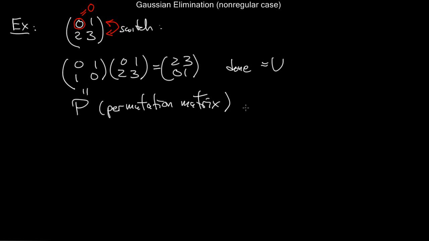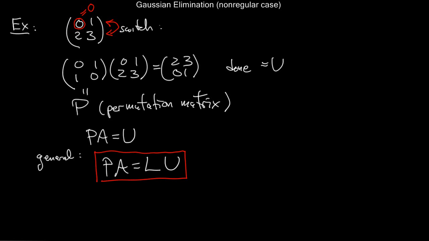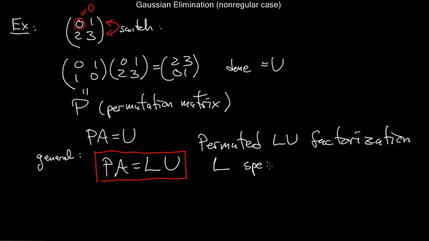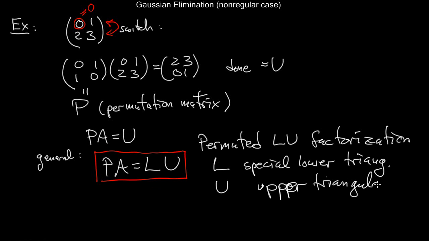So we're going to expand our arsenal now and not just use L, lower triangular, but P. And in this case we wrote PA is equal to U. More generally, we're going to need both P and L, and we're going to get a decomposition like this. So this is called the permuted LU decomposition. So again, this is like the previous one. The permuted LU decomposition or factorization. L is special lower triangular as before. U is upper triangular as before. And the new ingredient is this P, which is a permutation matrix, and I will explain what a permutation matrix is next.